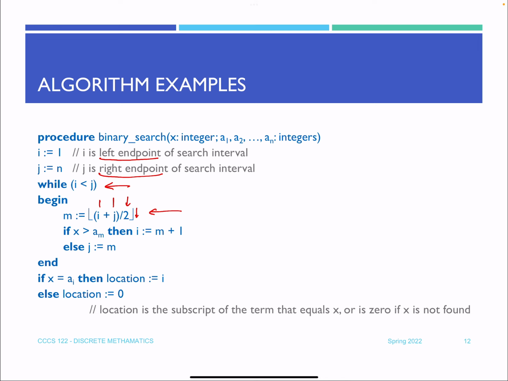And if the element that you're searching for is to the right of the center element, then we move i to m plus 1. Otherwise, we move j to m. In the end, if pointer i, pointing at element A_i, is equal to the element we're searching for, x, we put into location the index i, meaning that we found something. Otherwise, we're going to set location equal to 0, indicating that x was not found.